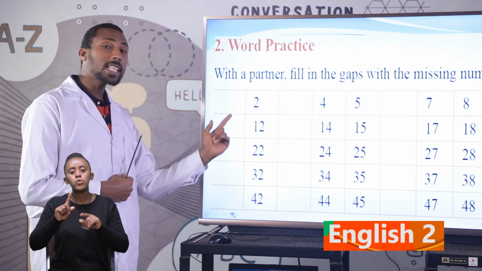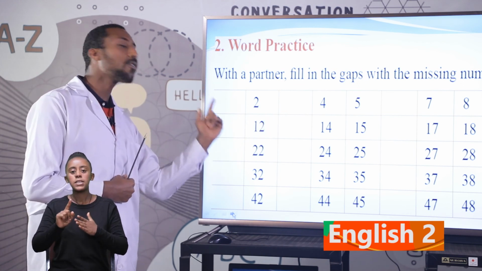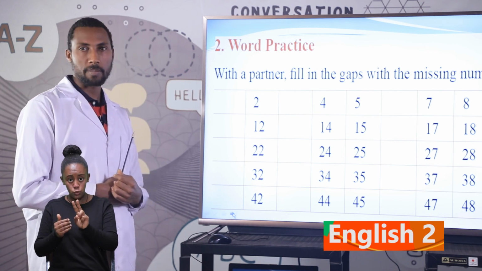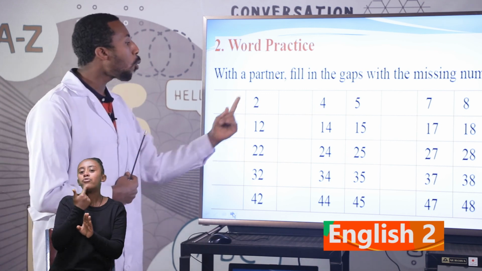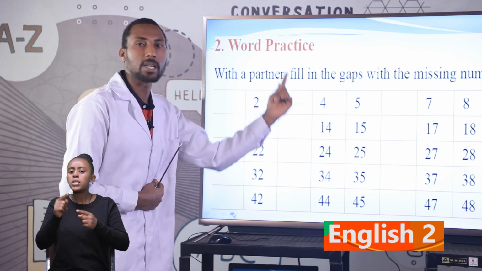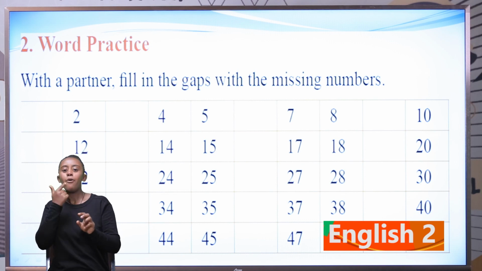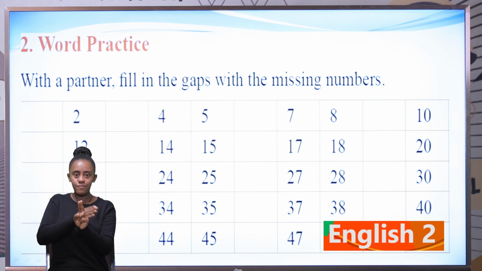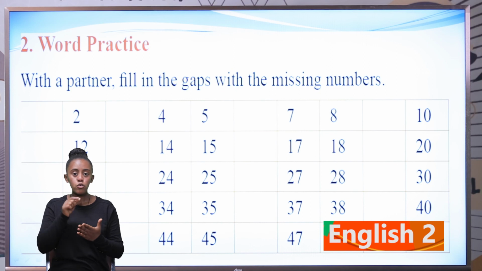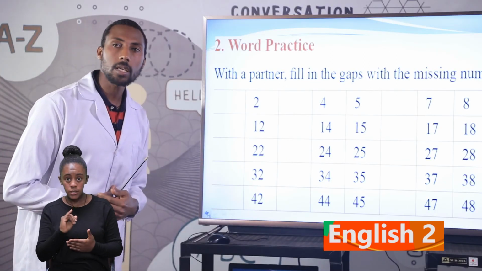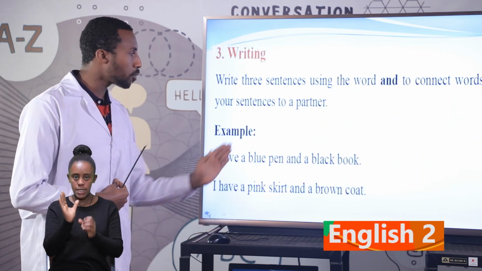So, what number comes before number 2? And what number comes after number 2? So, you have to fill in the missing numbers. This is your assignment. This is your summary activity, and also this one is your summary activity.